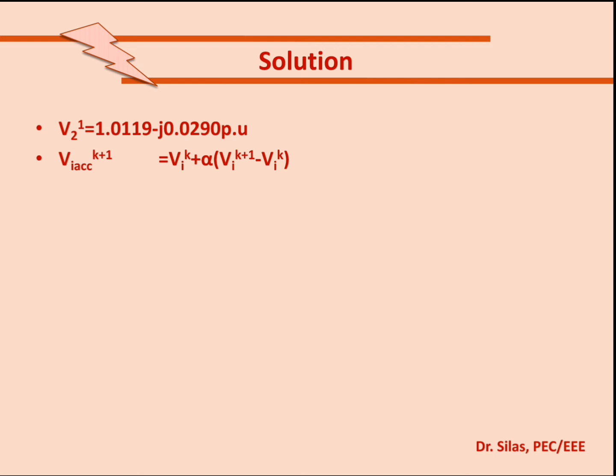Now here, in order to improve the convergence, there is one factor in the Gauss-Seidel method that is called alpha. In this problem, alpha is considered to be 1.6. So V_i accelerated (k+1) is equal to V_i^k plus alpha times (V_i^(k+1) minus V_i^k), by which you can increase the value of the voltage, or else you can accelerate the convergence.